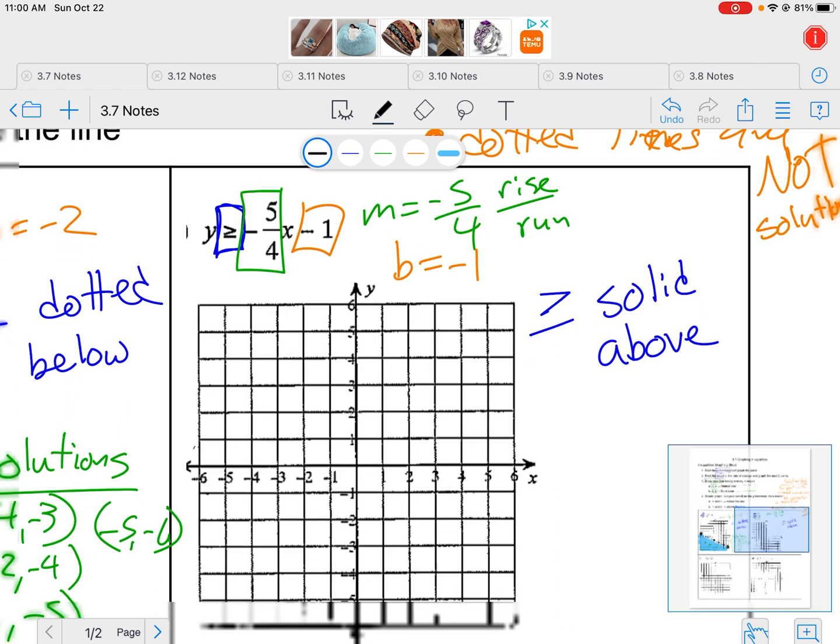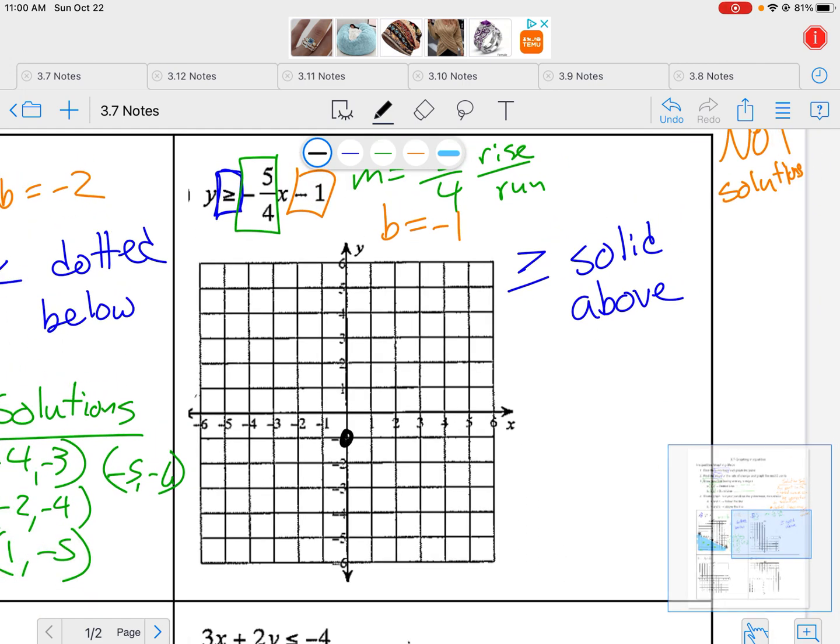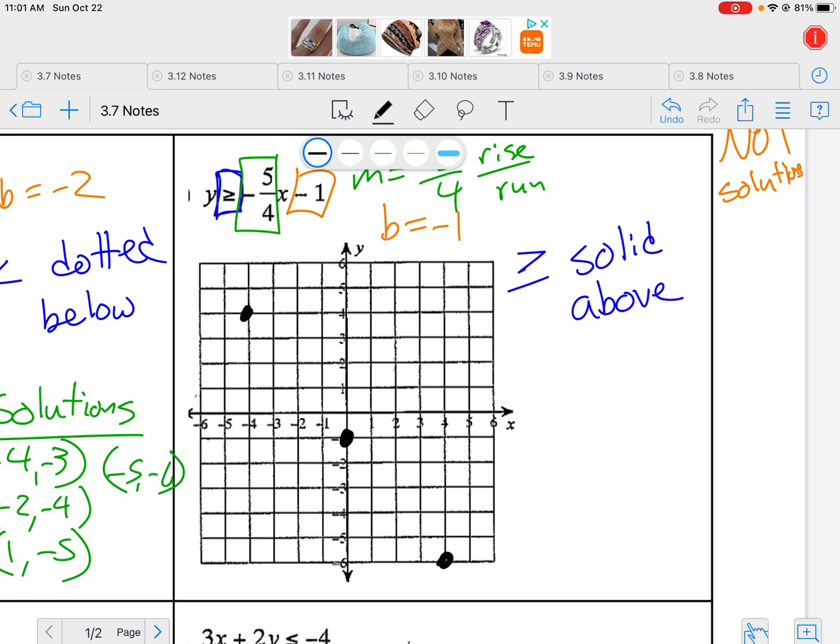So when I'm graphing points, I'm going to start at -1 because that's my y-intercept. I'm going to go down 5 and go to the right 4. So that's my next point. Now, if I can't go down anymore, I can go back to the y-axis. I can go up 5 and go to the left 4. So that would be my next point. This line, I know I want it to be solid. And so I'm just going to draw a straight line.